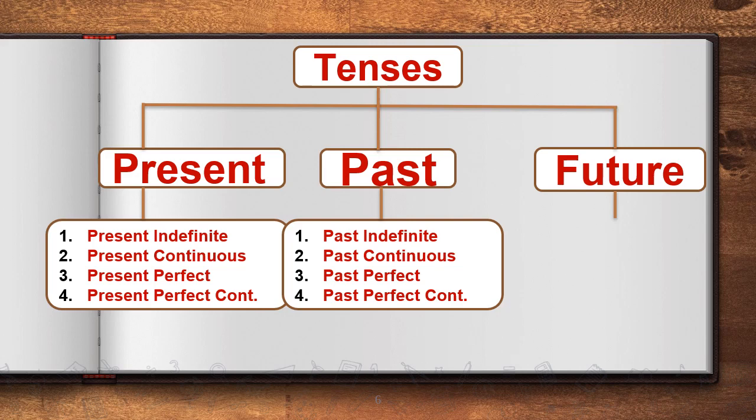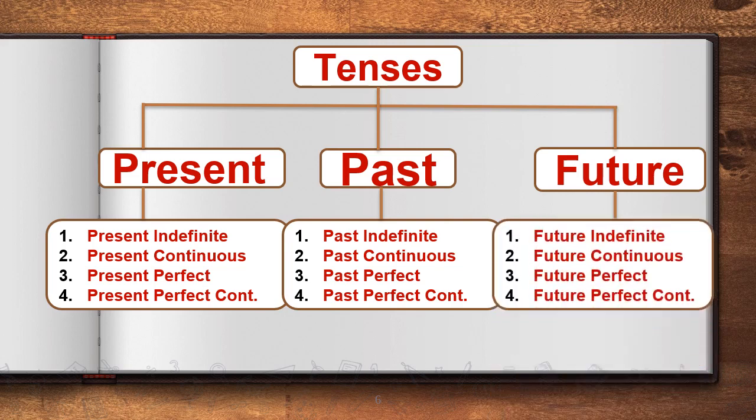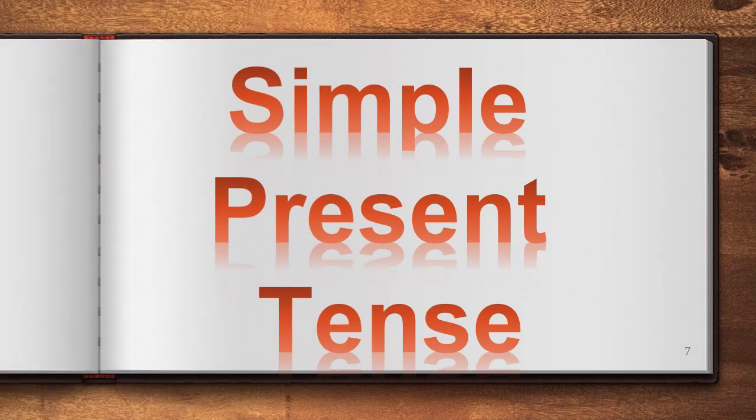Similarly, past tense is also divided in four parts: past indefinite tense, past continuous tense, past perfect tense and past perfect continuous tense. And future tense is also divided: future indefinite tense, future continuous tense, future perfect tense and future perfect continuous tense. Now we shall revise these 12 types of tenses separately.